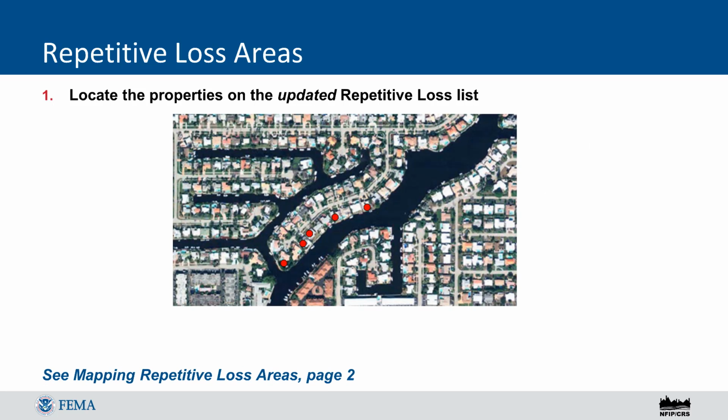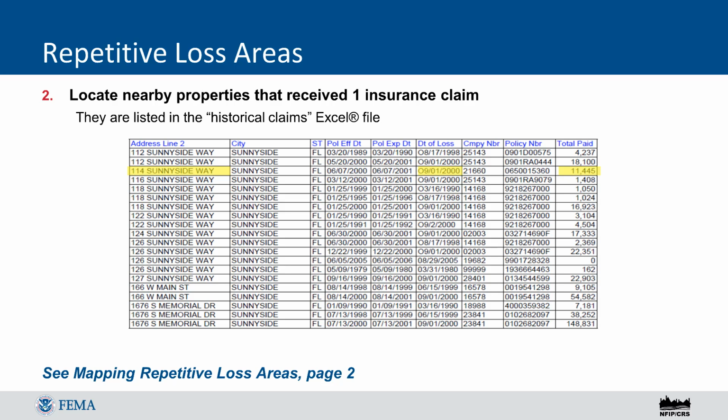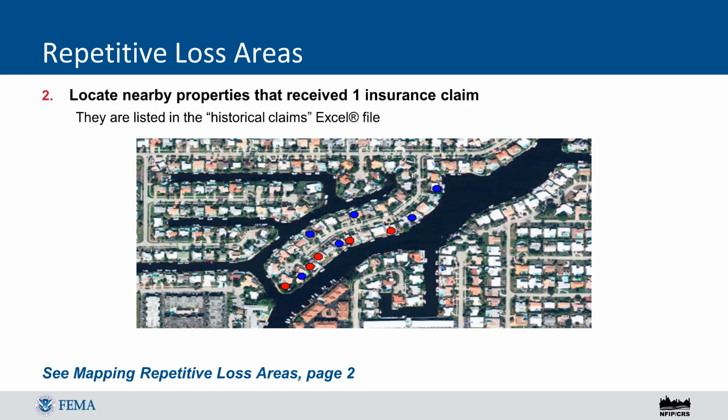The first thing you need to do for your mapping is look at where your repetitive loss properties are. Plot those on a map to get started. In this example, you see the 5 repetitive loss properties that are noted with the red dots. The next thing you want to do is look at your historic claims that are near the properties that are considered repetitive loss. These are listed in your Historic Claims Excel file.